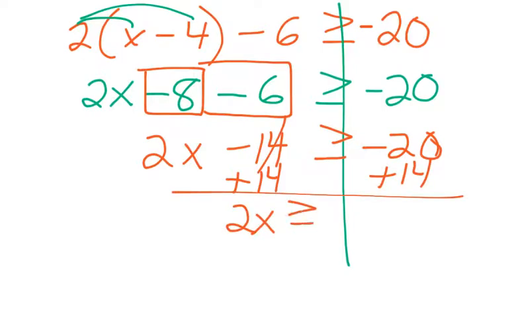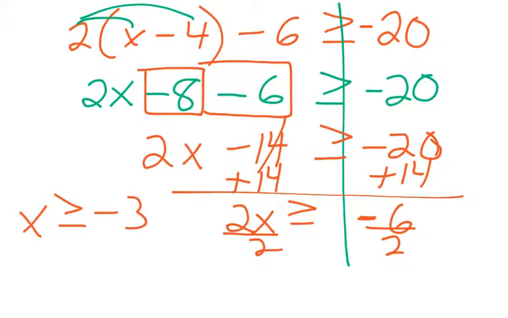2x is greater than or equal to negative 6. Subtract, keep the sign of the bigger number. Last step is to divide by 2. X is greater than or equal to negative 3. So now we have to graph our answer.